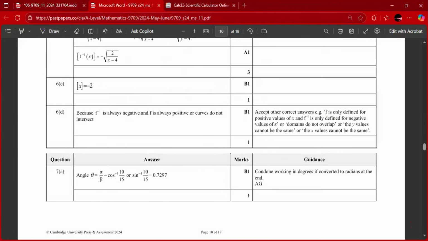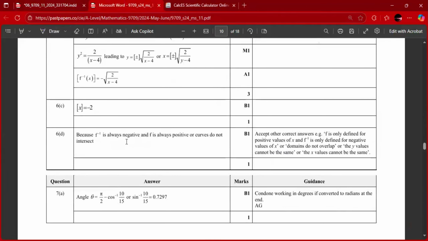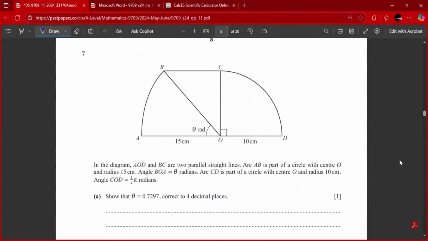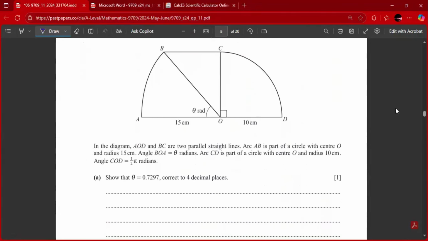Now let's check it. Because f inverse is always negative and the curves do not intersect. Okay, I got a mark for this as well. Tick. Question number 7.